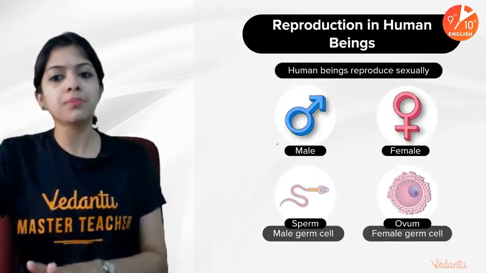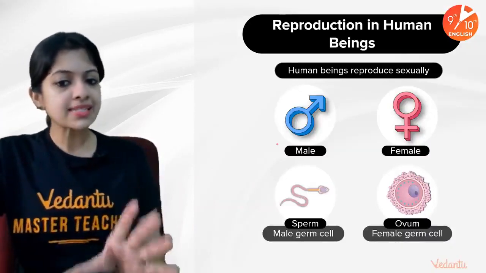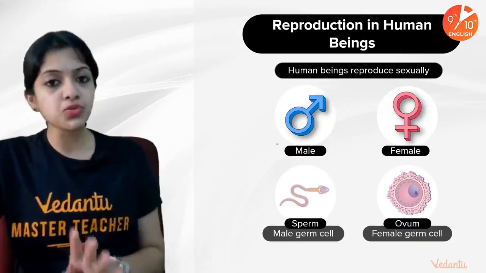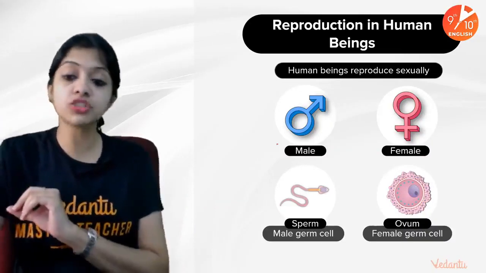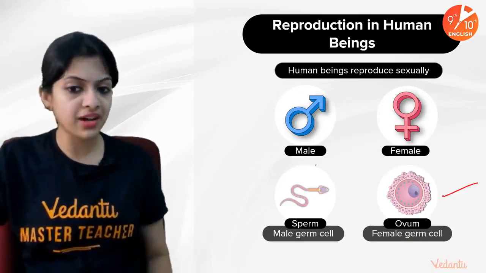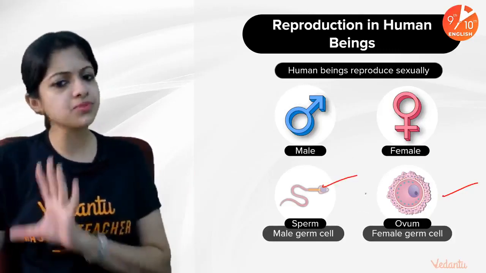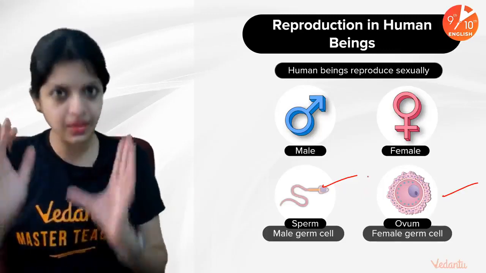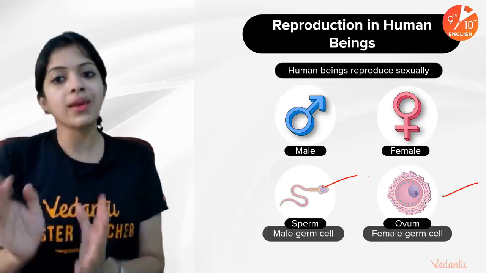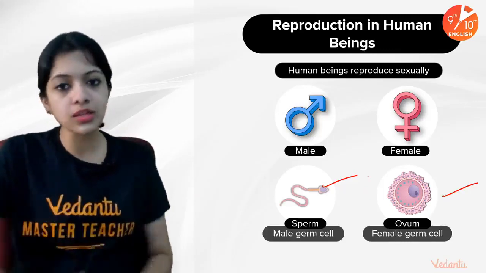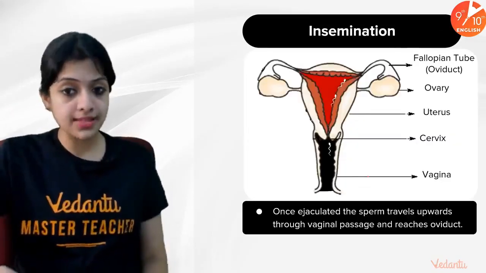So we know that human beings reproduce sexually. In males, the germ cells produced are sperms, and in females, the germ cells produced are ova, right? We are aware of both of these. In all sexually reproducing organisms, we generally refer to this. At least in our chapter here, we are currently concerned with how it happens in human beings.